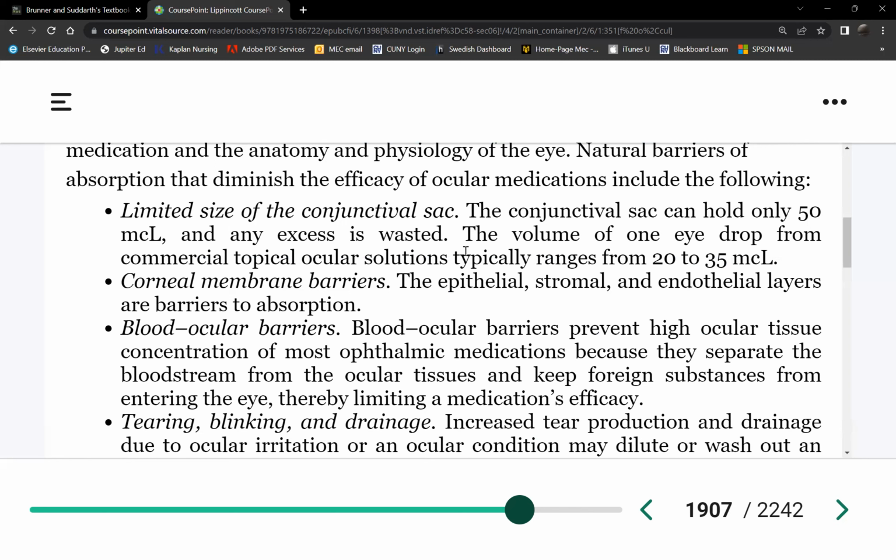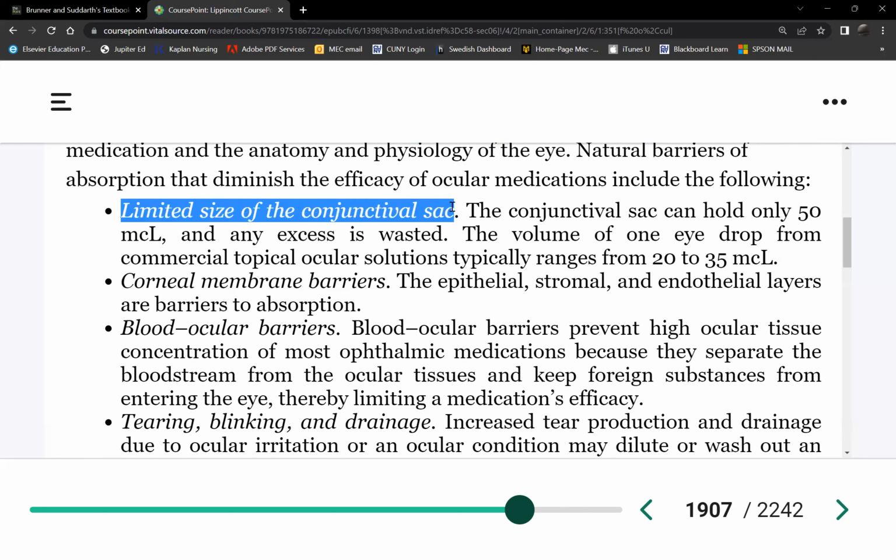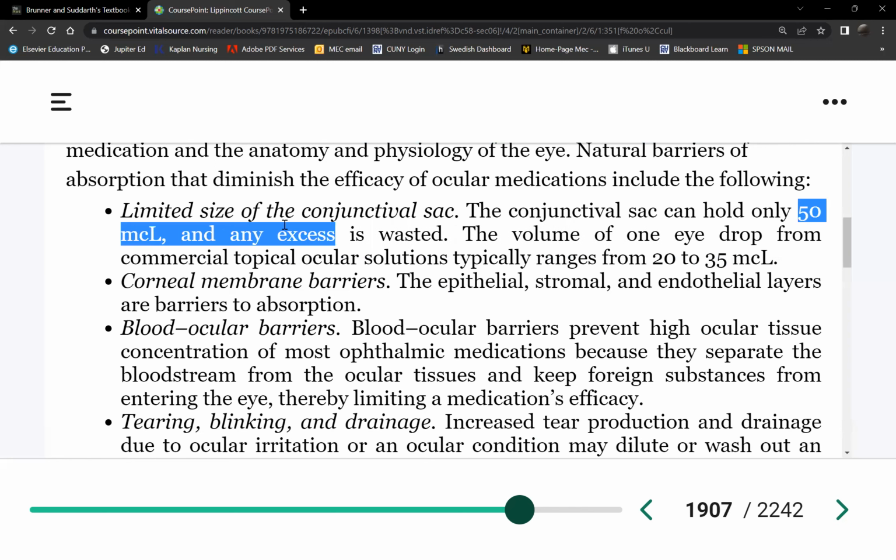Now, why not the upper? I mean, try putting medications on the upper and under your eyelid. It won't stay there. So of course, our administration site will be the lower conjunctival sac. Now, it has a limited size. It can only hold 50 microliters. So this is about the size of an eye drop. Every drop that comes out of the bottle of an eye drop medication is approximately 20 to 35 microliters.